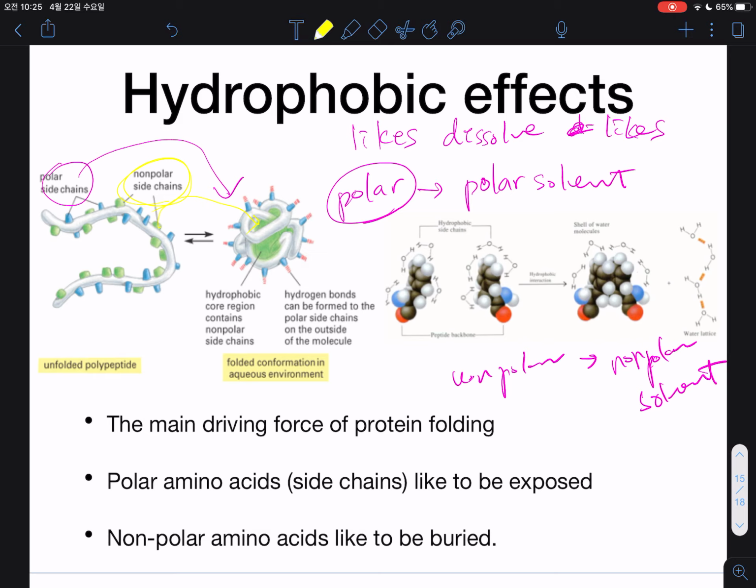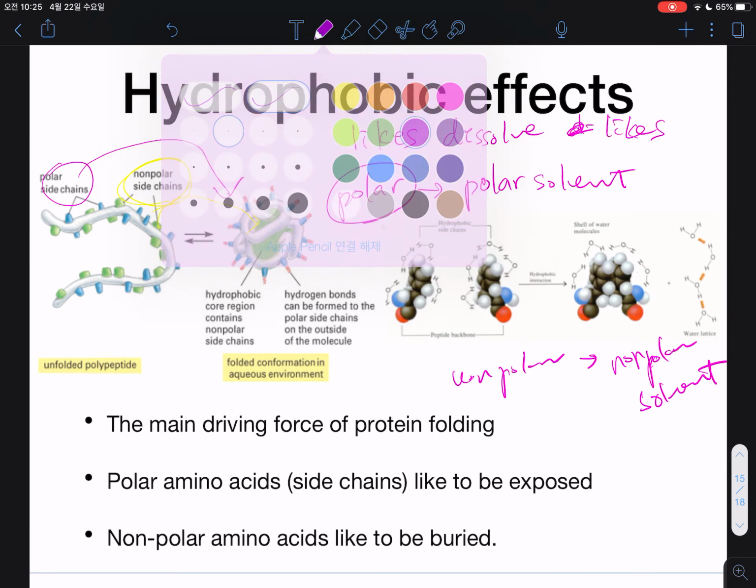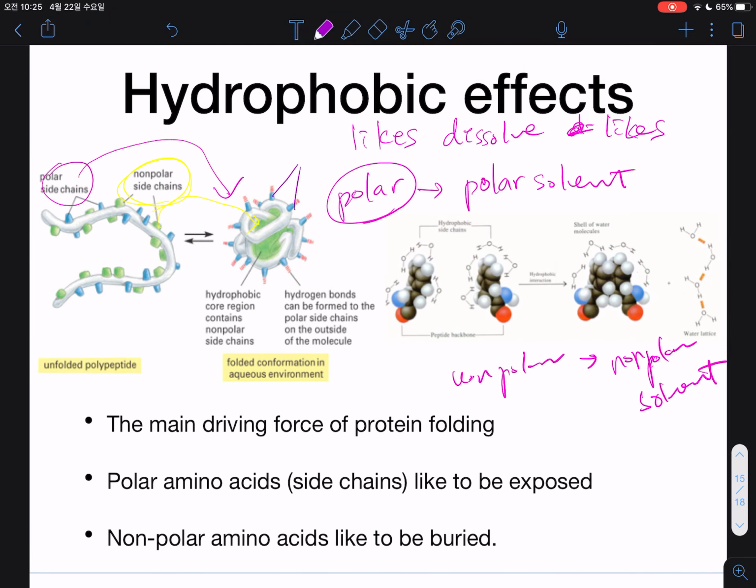The exposed polar groups like to interact with water molecules, right? So this is one of the main driving forces of protein folding: polar amino acids like to be exposed, so polar side chains, and non-polar amino acids like to be buried.